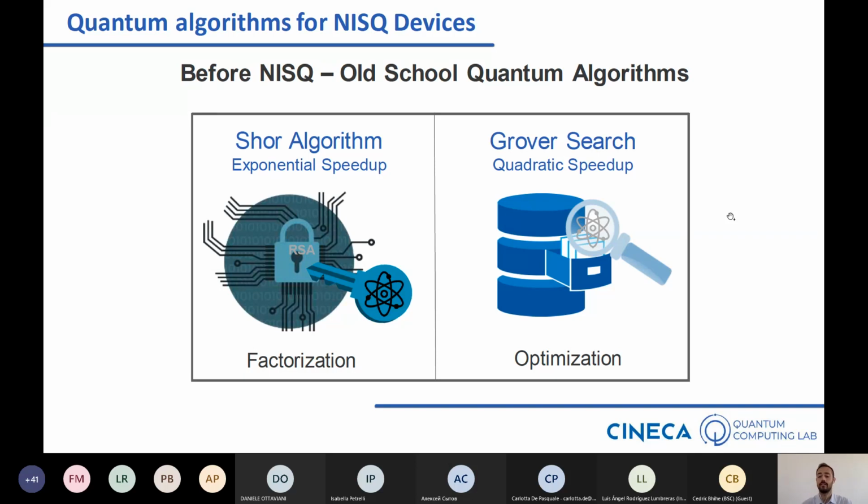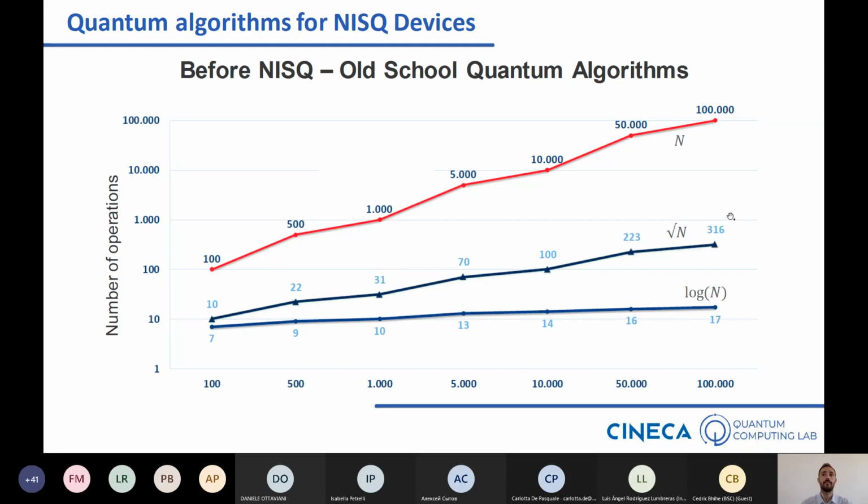all the algorithms that show some speed up. Usually they show some speed up, like Grover, it's a quadratic speed up, exponential speed up for sure, with respect to how the number of operations grows with the size of the input or the size of the problem they were trying to solve.